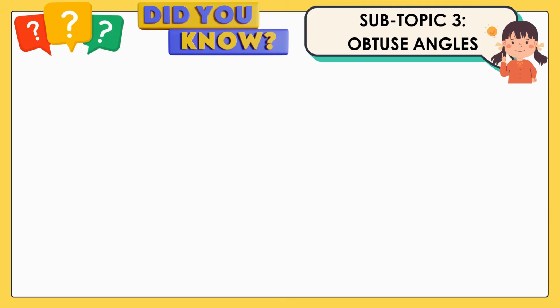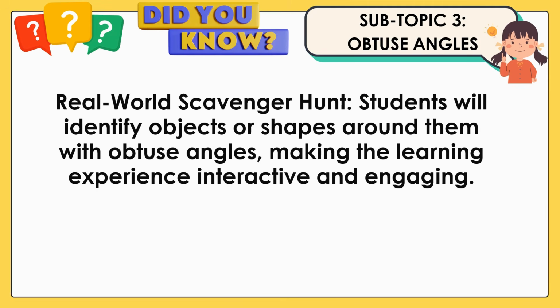Let's have an activity. Real world scavenger hunt. Students will identify objects or shapes around them with obtuse angles, making the learning experience interactive and engaging. Your teacher will be the one to facilitate the learning. Good luck!